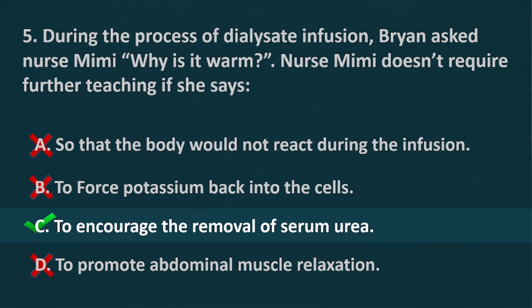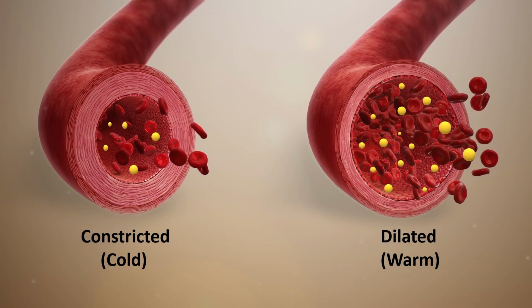The main reason for warming the peritoneal dialysis solution is that the warm solution helps dilate peritoneal vessels, which increases urea clearance. Here is the comparison in infusing cold versus warm dialysate. Cold causes vasoconstriction, thus less urea is filtered out from the blood vessels, while warm causes vasodilation, increasing blood vessel permeability and urea removal.